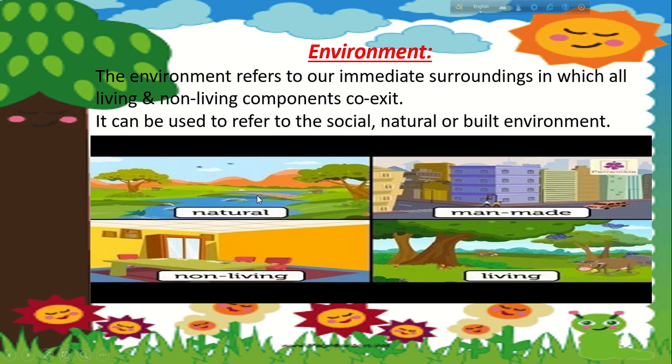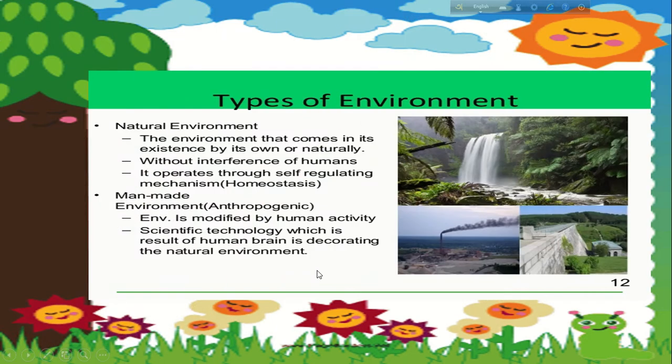Follow. There are two types of environment. Natural, that means you will find some of the things which are created from nature, and man-made environment, that means the things which are man-made. And natural environment consists of living things, and man-made environment consists of non-living objects. Types of environment.